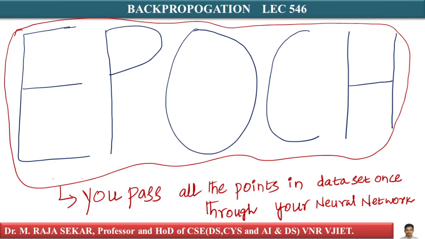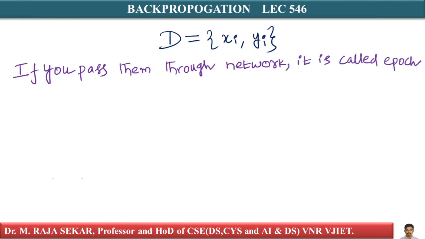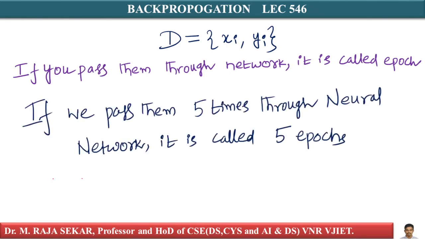If you pass all the points in data set D, which consists of xi comma yi, once through the network, then it is called an epoch. If you pass them 5 times through the network, it is called 5 epochs.